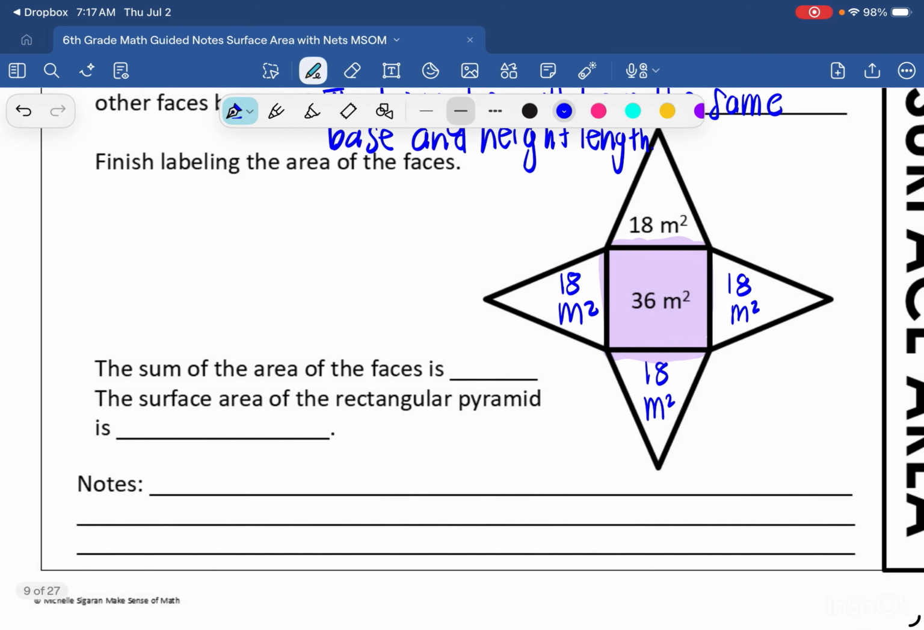The sum of the area of the faces: if we add all that up, there are 4 triangles of 18, so 18 times 4 plus 36. Adding that all up gives me 108 meters squared. Therefore, the surface area of the rectangular pyramid is 108 meters squared.